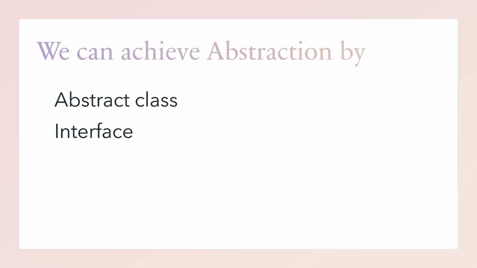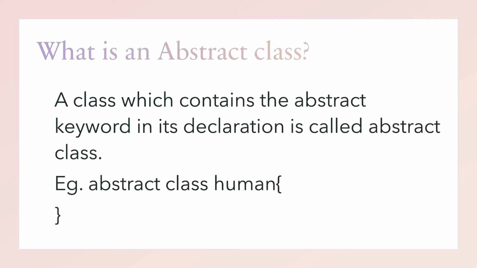Now, we can achieve abstraction in two ways. One is by using the abstract class and the other is by using the interface. Let's not talk about interface today. I'll make another video on that. Today we're going to talk about abstract class. So what is an abstract class?